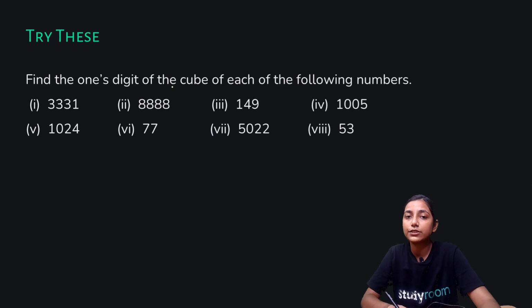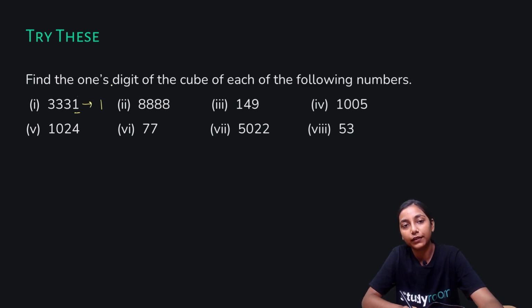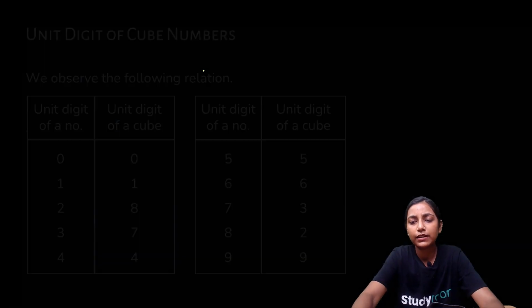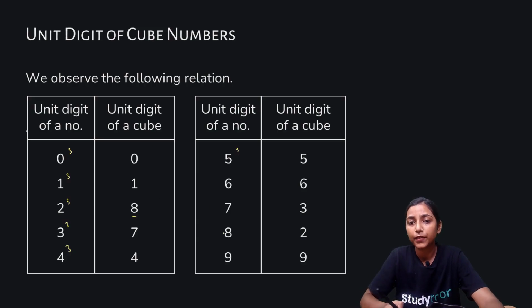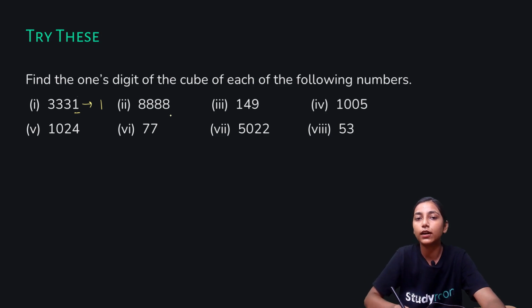Now find the ones digit of the cube of each of the following numbers. What is the first number given to us? The number is 3331. So in order to find the ones digit of its cube, you just have to find the cube of this number's last digit, that is 1. So 1's cube is 1, therefore the answer will be 1. That is, the unit digit of this number's cube will be 1. Similarly for 8888, you can even remember this table. If the unit digit of a number is 8, the unit digit of its cube will be 2. You can write here 2, the answer is 2.